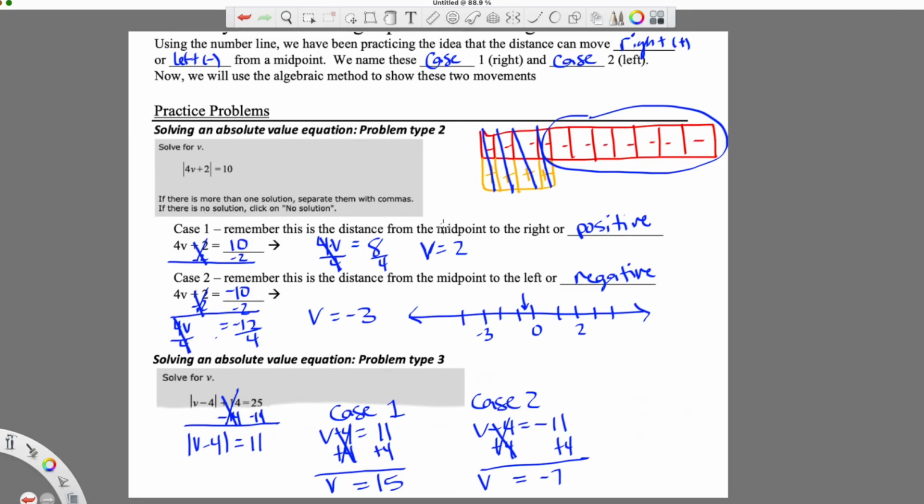So algebra tiles, great visual way to be able to see the math happening. Sometimes, as we get to much larger numbers, it's going to be a little bit more tedious. So the more we understand this, the less we'll actually have to visualize in this way. But it gives you a very nice way to visualize it in your head as you move forward. All right, so that is solving absolute value equations with case 1 and case 2. So go ahead and go on, Alex, and give it a try.